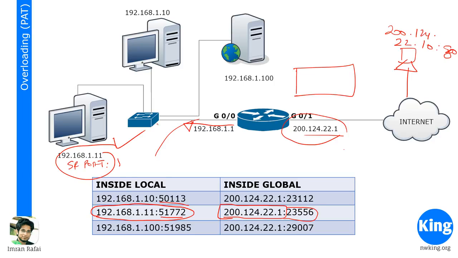Now, you can have multiple devices at the same time, maybe even 100 devices, communicating over this one IP address with multiple ports, and that is why this is the most popular form of NAT, which is nothing but port address translation, or PAT.